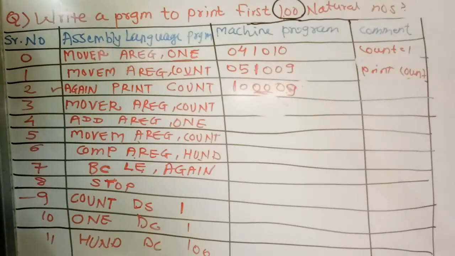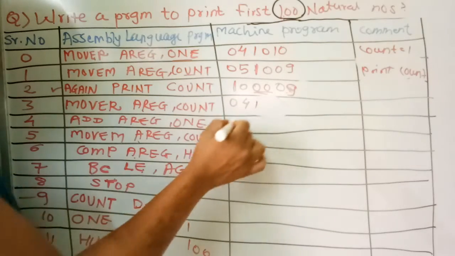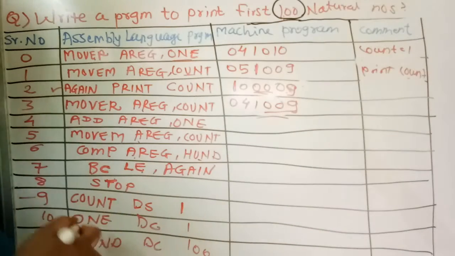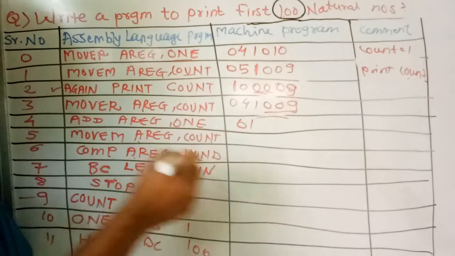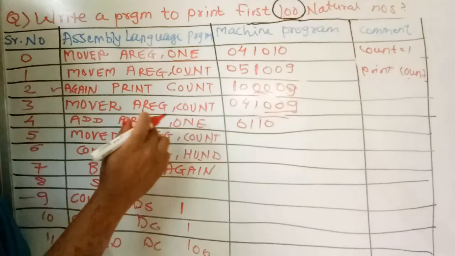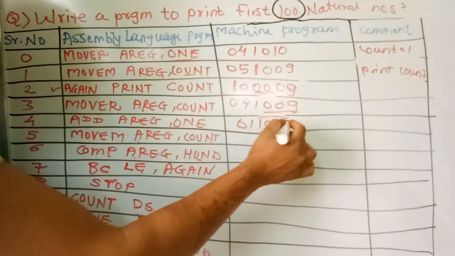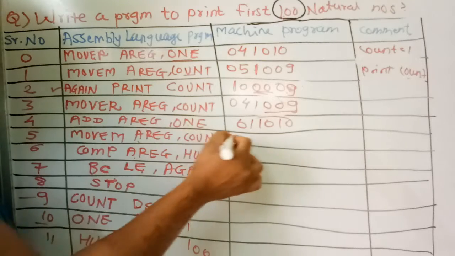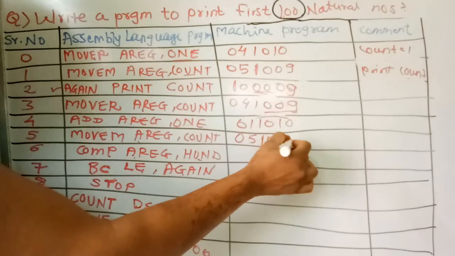Now, next was the move register. Move register has the opcode 4. We have to shift into the first register. Then what is the counter? The counter has the value 9. Then we have to add, having the opcode 1. Then A register has 1, and 1 is at the 10th position, so it is 1 0. Then again for memory moving, it is again 05. It is again A register and the counter having the value 9.